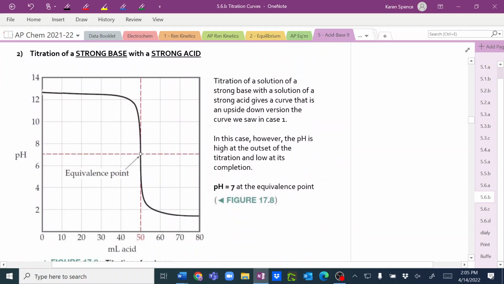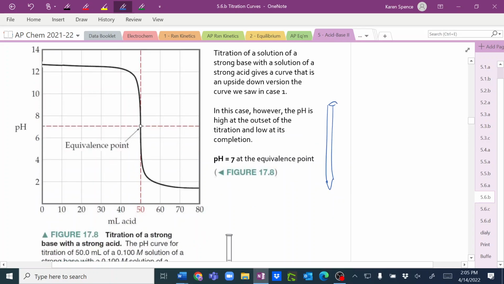This is the titration of a strong base with a strong acid. Guess what? It is just upside down, okay? So in this case, what would be in our burette? And what would be in our flask? Yeah. The base would be in the flask, and the acid would be up here.